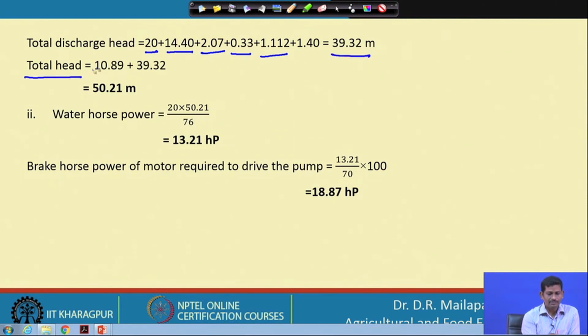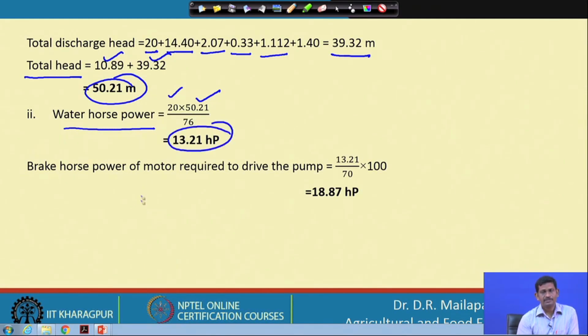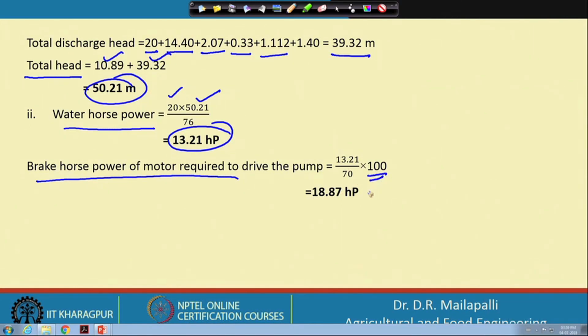So, total head will be, this is the suction side and discharge side, and the total will be 50.21 meter. Water horsepower is equal to this head and discharge divided by 76, which will be 13.21 HP. Then the brake horsepower of the motor required will be 13.21 divided by 70 into 100, that will be 18.87 HP is the brake horsepower.